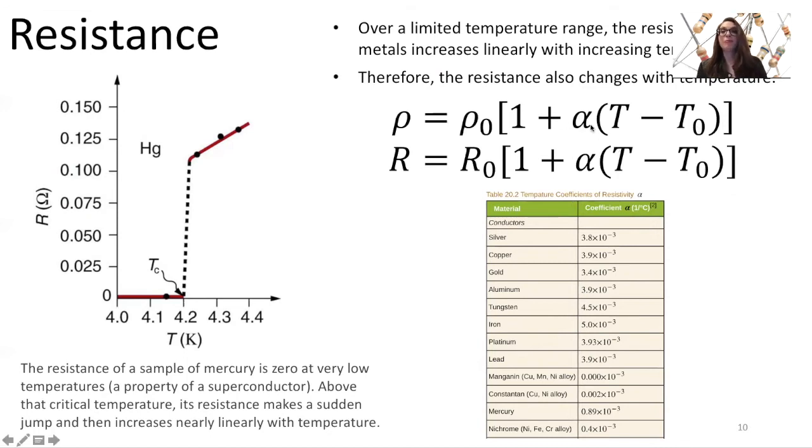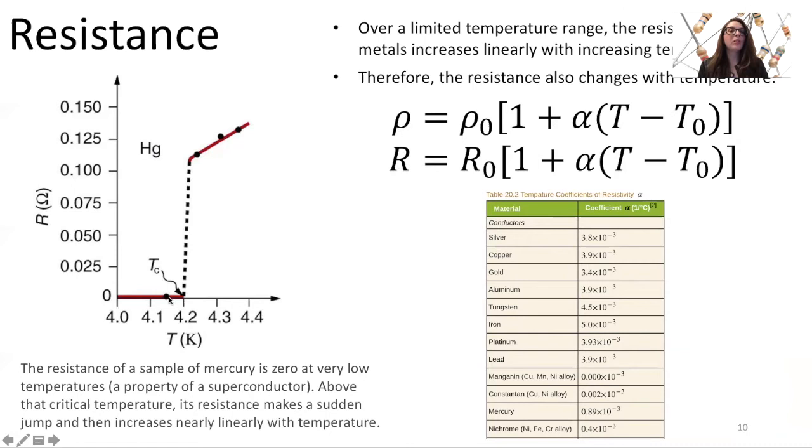And let's see, so the temperature T here would be some final temperature to which the resistor has been warmed. And the rho here, or the R, represents the resistivity or the resistance at some higher temperature.